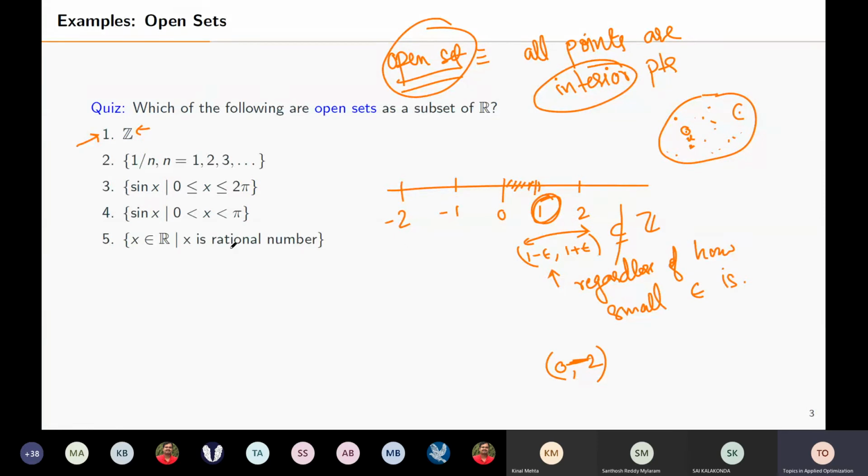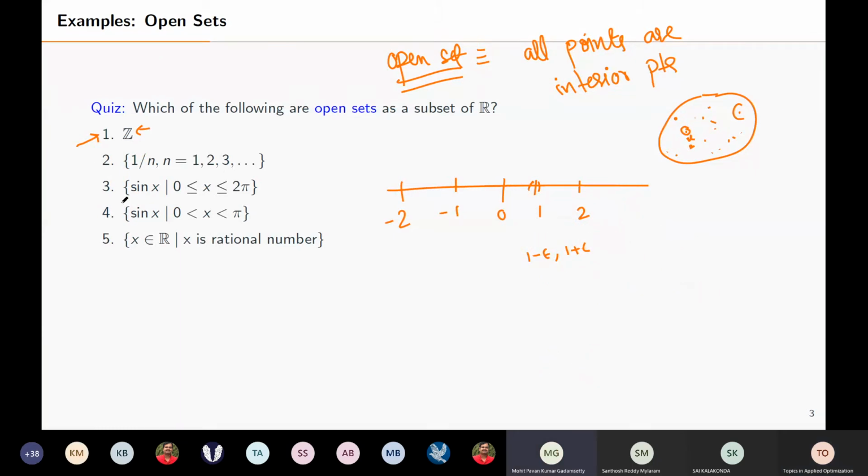Okay, so now let us move into the second example. The second is also closed only, sir, because one has no epsilon ball. 1 by 2 and 1 by 3. Is it open or not? Not open. So the intuition is very similar to what we did before.